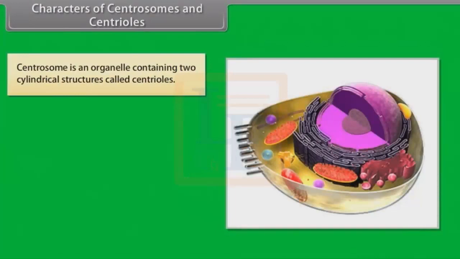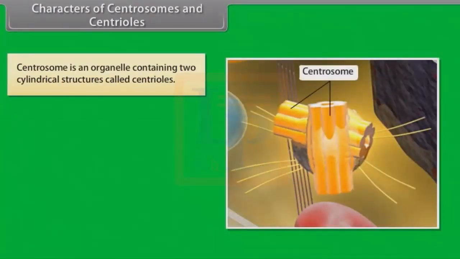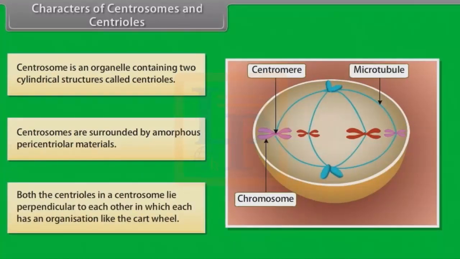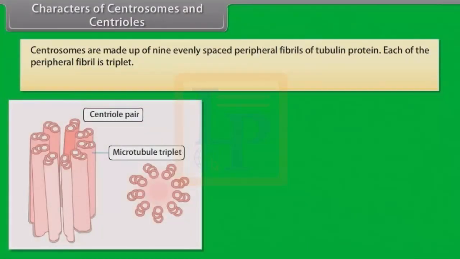Characters of centrosomes and centrioles. Centrosome is an organelle containing two cylindrical structures called centrioles. Centrosomes are surrounded by amorphous pericentriolar materials. Both the centrioles in a centrosome lie perpendicular to each other, in which each has an organization like the cartwheel. Centrioles are made up of 9 evenly spaced peripheral fibrils of tubulin protein. Each of the peripheral fibrils is a triplet.